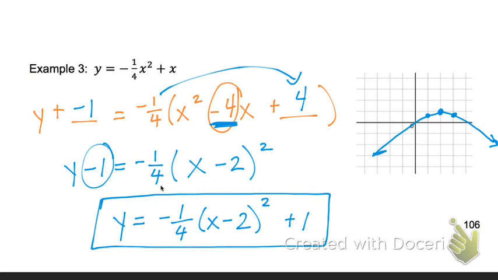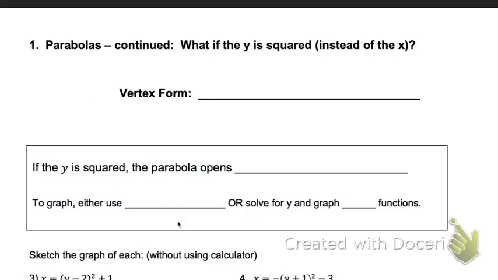Parabolas continued. What if the y is squared instead of the x? Let's rewrite the vertex form for x equals. Does anyone remember? Tommy, do you remember? x equals a times y minus k squared plus h. Perfect. If the y is squared, then the parabola opens left or right.